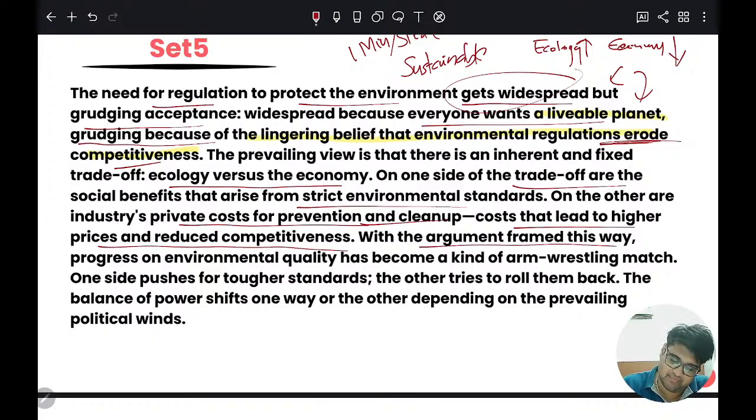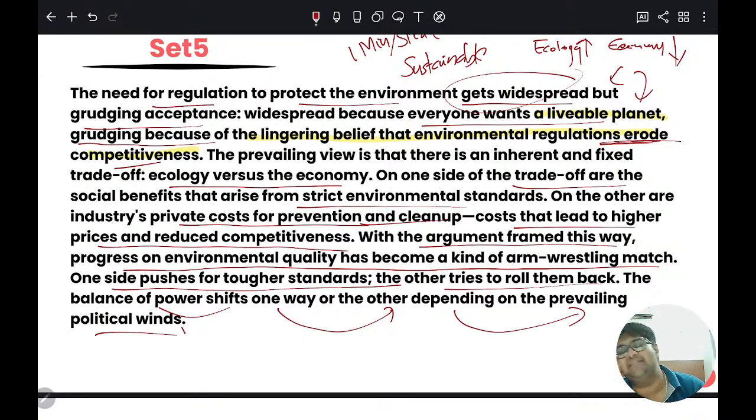With an argument framed this way, progress on environmental quality has become a kind of arm-wrestling match. One side pushes forward and the other side tries to roll them back. The balance of power shifts one way or the other depending on the prevailing political winds. What are they saying? If you hold tight to environmental standards, then the economy will suffer. Like if you use degradable and sustainable methods, the cleaning industry is going to take a hit.